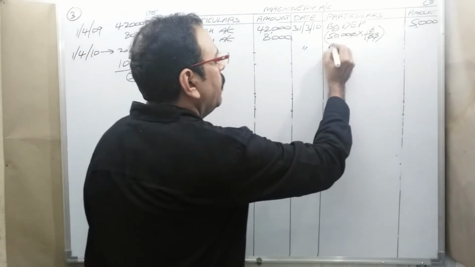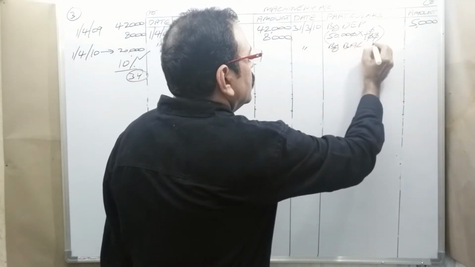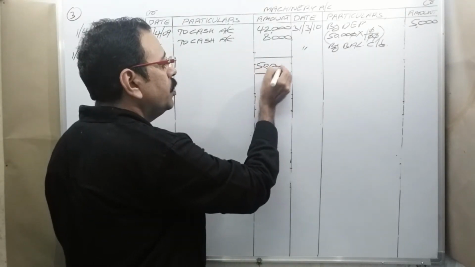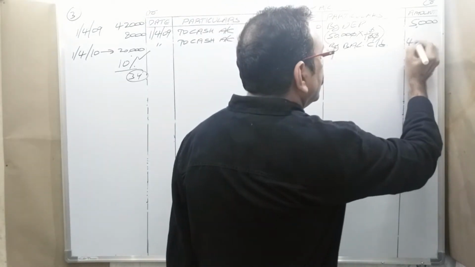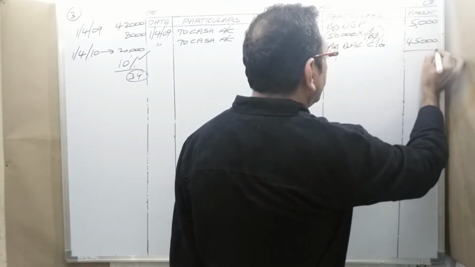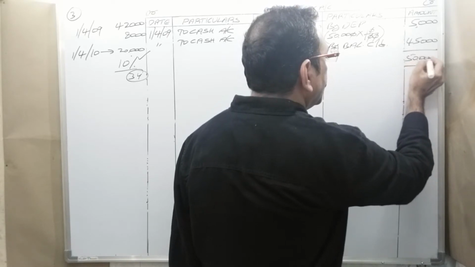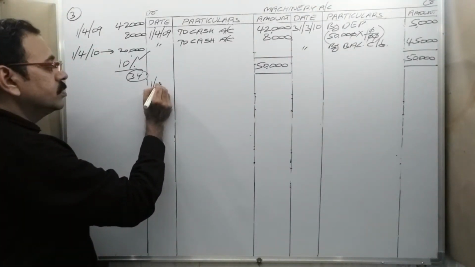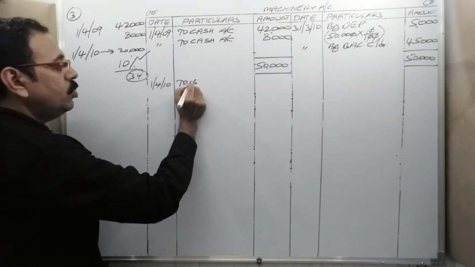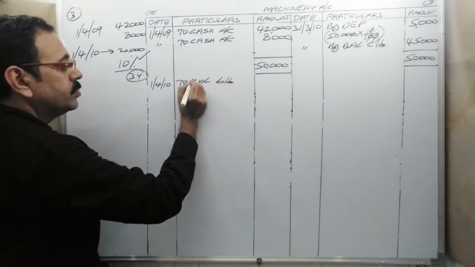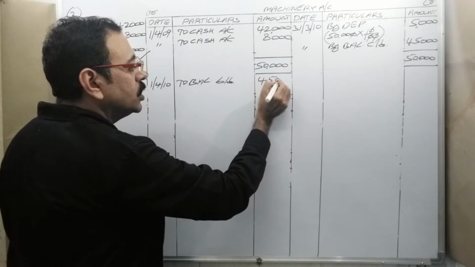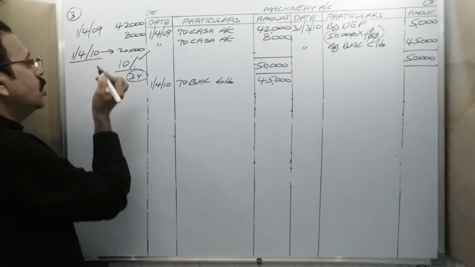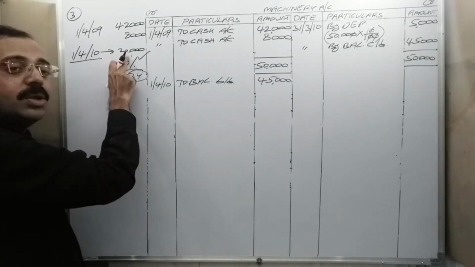Then on the same day, by balance carried down: 50,000 rupees minus 5,000 is equal to 45,000 rupees. The first year is completed. Then come to the second year. Bring the balance, to balance brought down, 45,000 rupees.